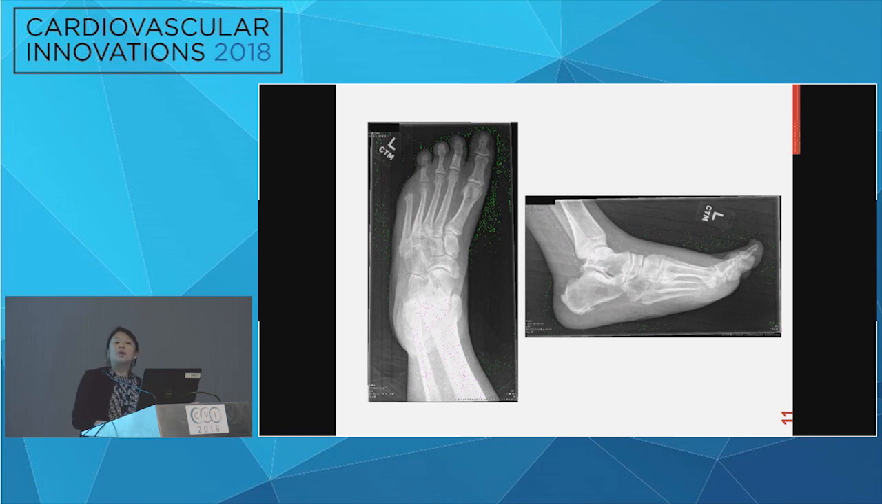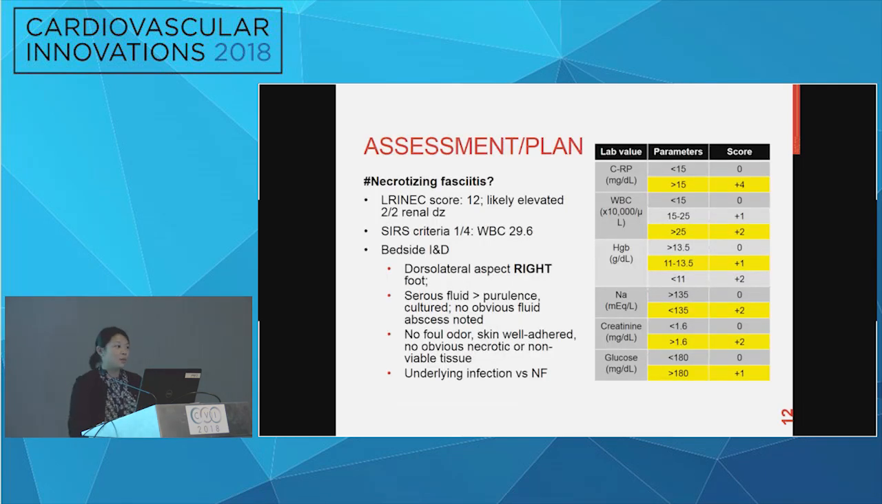So the question became, what was going on with this patient? Definitely with these patients, you want to have a high suspicion. What we were concerned about after getting a LRINEC score of 12 was necrotizing fasciitis. Though it might have been elevated due to the fact that he is a renal patient, we decided with the LRINEC score of 12, let's do a bedside I&D, to make sure there isn't any abscess or underlying source of infection, which we didn't find. There was some serous fluid expressed, some purulence, but no obvious abscess. There wasn't any foul odor. There wasn't any separating of the tissue planes and whatnot.